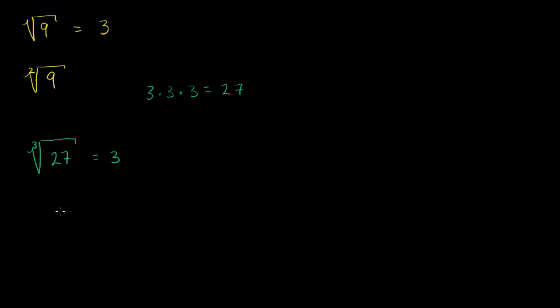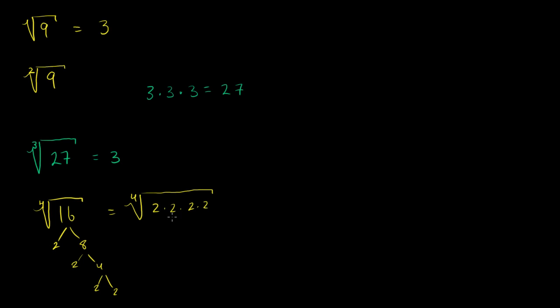Let me do one more, in a different color. If I have 16 and I want to take the fourth root of 16, what number times itself 4 times is equal to 16? And if it doesn't pop out at you immediately, you can just do a prime factorization of 16 to figure it out. See, 16 is 2 times 8. 8 is 2 times 4. 4 is 2 times 2. So this is equal to the fourth root of 2 times 2 times 2 times 2.